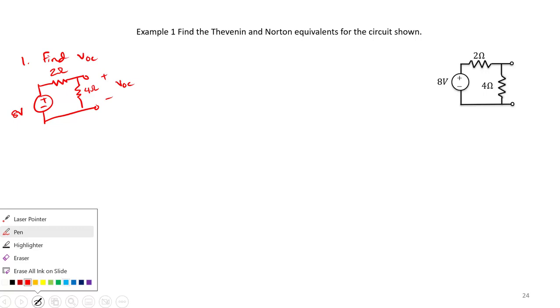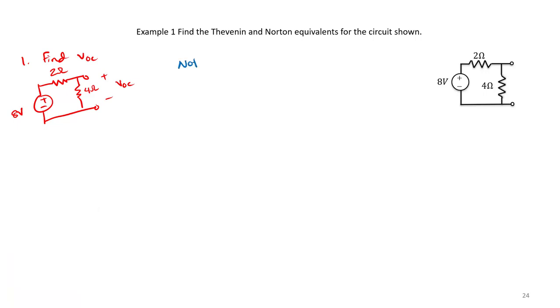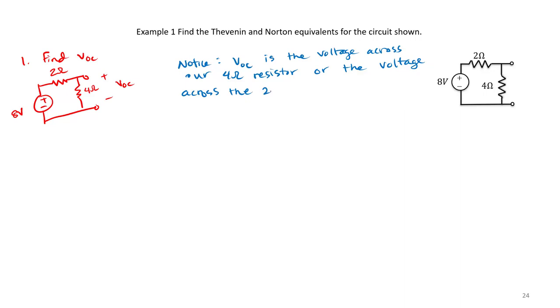So here you want to notice, for this circuit, VOC is the voltage across our 4 ohm resistor, or the voltage across the 2 ohm resistor and 8-volt source combined.